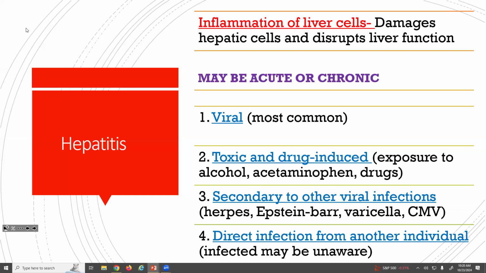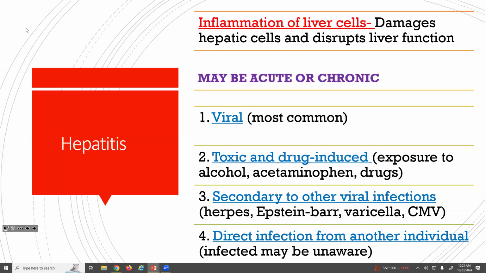Okay. With hepatitis, it can be acute or chronic. Okay, viral hepatitis is actually your most common. Okay, we also have toxic and drug-induced. Okay, so exposure to alcohol, acetaminophen, drugs. Right? Has everyone heard of like Tylenol overdoses? Right. Secondary to other viral infections, herpes, Epstein-Barr, varicella, or CMV.